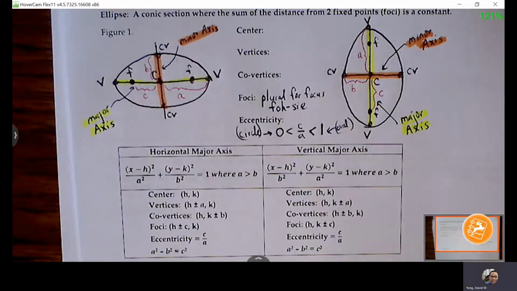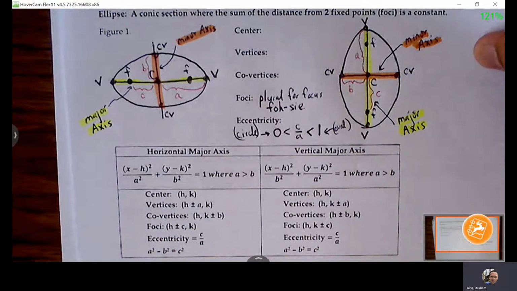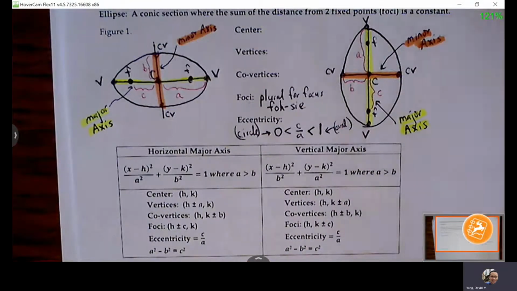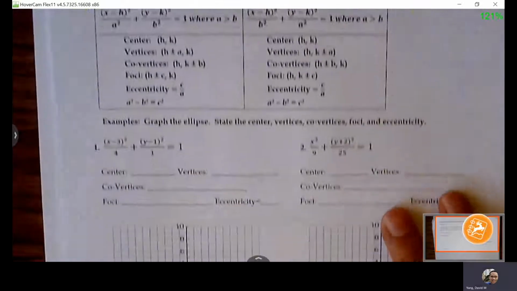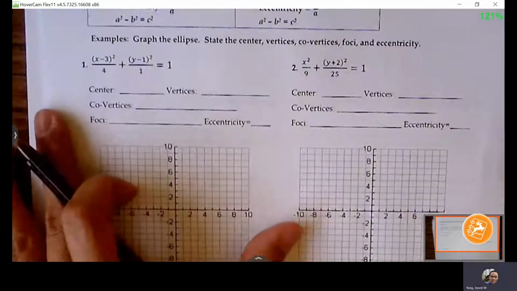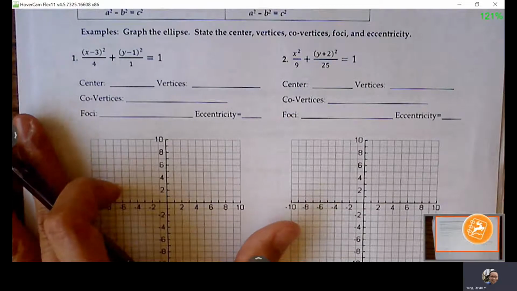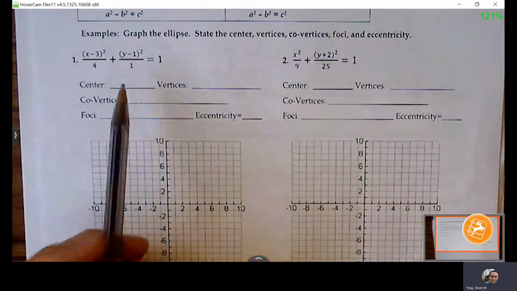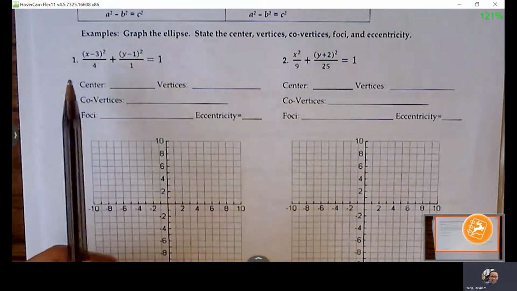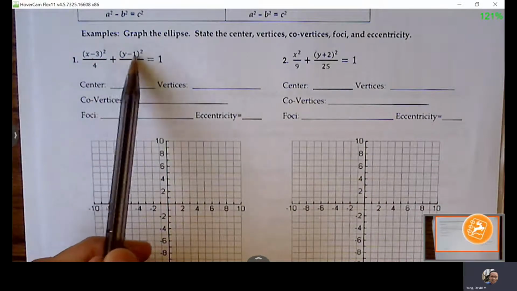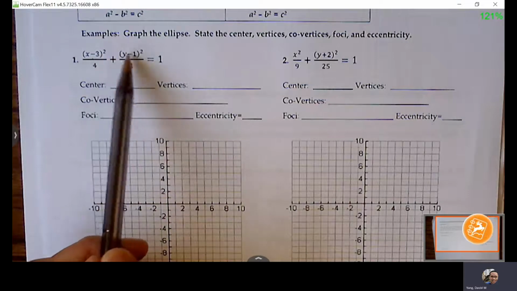Okay, so we can refer back to this diagram as we work through our problem. So let's look at number 1. Graph the ellipse, state the center, vertex, co-vertex, foci, and eccentricity. So the center, you find the same way as circles. You just pull from your H and K value. They are inside the parentheses next to your X and your Y.